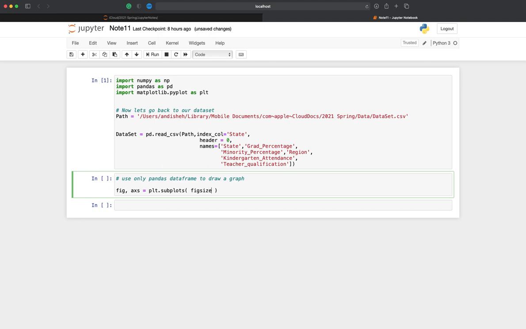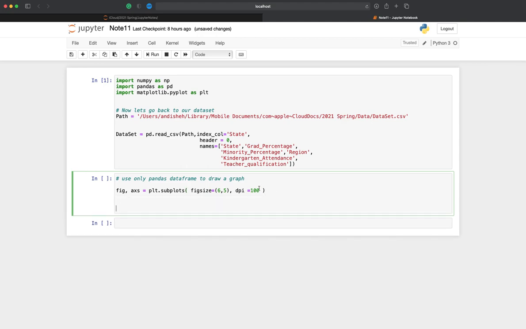And I'm going to define the figure size that I'm creating, figure size equal to 6 and 5. The width is 6 and the height is 5. And then I'm going to define DPI to be 100, which is resolution. By default, they are a certain value, and then we can increase or decrease the resolution or figure size. That will have an effect on the graph that we are creating.